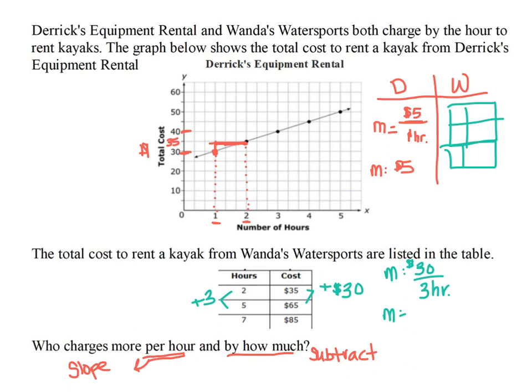So $30 for 3 hours. When I simplify or divide that out, that means it's $10 for 1 hour. So my slope, or my per hour rate, is 10.